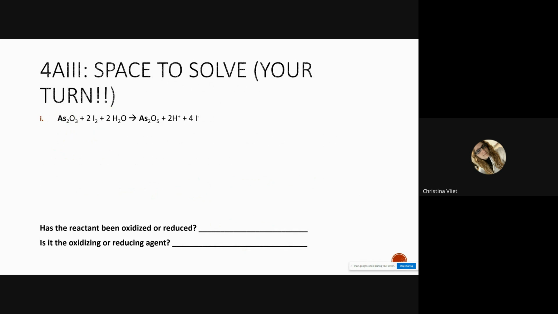Alright, 4-3. What do we do here? Could we just crisscross these? Yeah. This is going to be +3. And over here it's going to be +5. It goes from +3 to +5. It's ionic, and it's just binary, and the oxygen is -2, so it's an easy crisscross. +3 to +5.